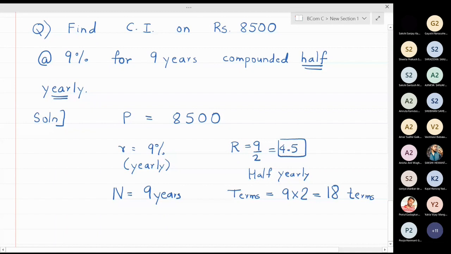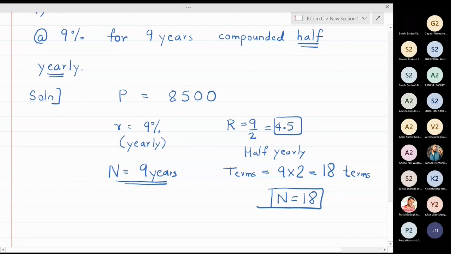So wherever n comes now, what value of n am I going to use? I'm not going to use 9 because this is years. I want half yearly. So the number of terms in 9 years will be 18 terms. So this will be my half yearly number of terms. Okay.